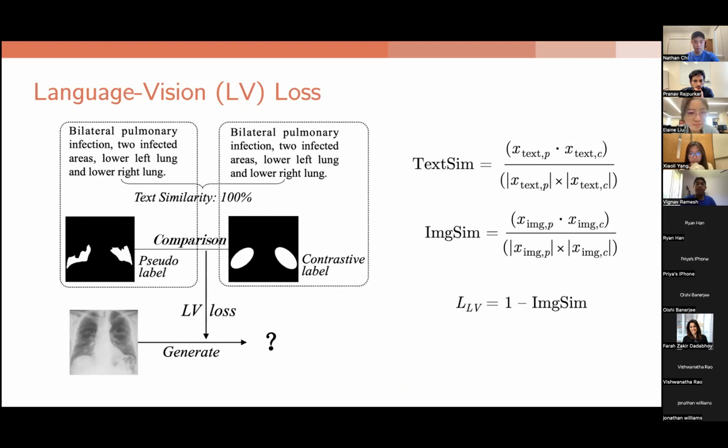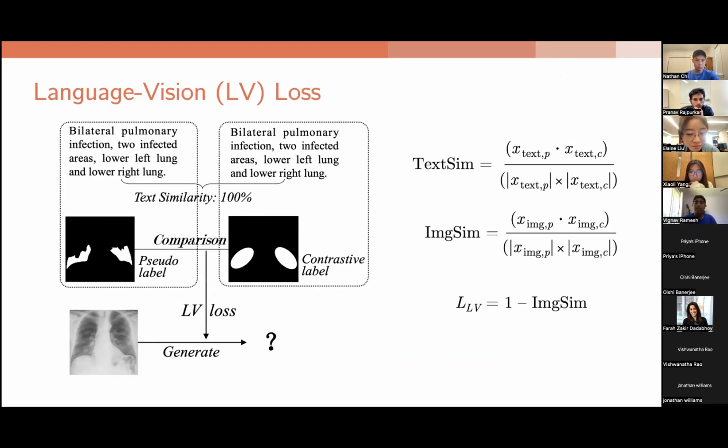Finally, to further utilize the text information to guide pseudo-label generation, the authors present the language vision, or LV, loss function. So as shown in the top equation to the right, text sim is the cosine similarity between two texts, where x sub text P denotes the text corresponding to the pseudo-label and x sub text C denotes the text corresponding to a reference contrastive label that's used for evaluation. According to text sim, a contrastive text with the highest similarity to the pseudo-label is selected for evaluation. Then LV loss maximizes the contrastive similarity image sim between the pseudo-label and the contrastive label segmentation masks. So in this way, LV loss is a simple contrastive image loss, but it injects textual information into the setup of the pseudo-label and ground truth image pairs.